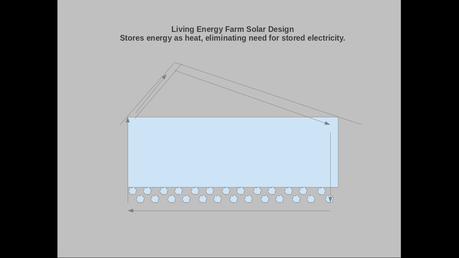All we're doing here is we've put some substrate under the floor, just larger rocks basically, so the air can make its way through there. We have a pipe on each side that collects and distributes the air. We have a blower that pulls the air off of the solar collectors on the roof, takes it down, blows it under the floor, and back up to the roof.